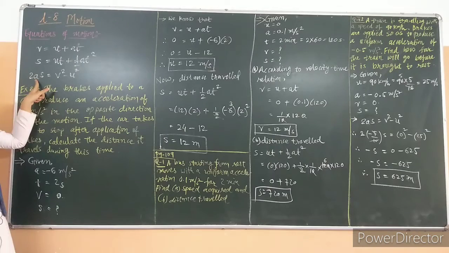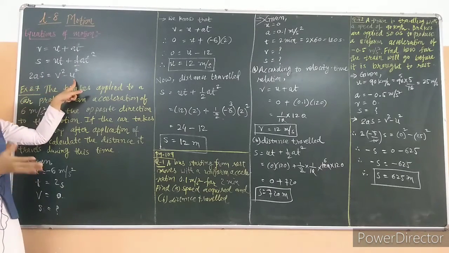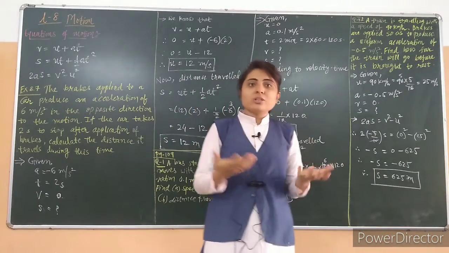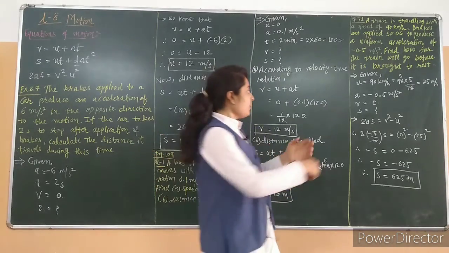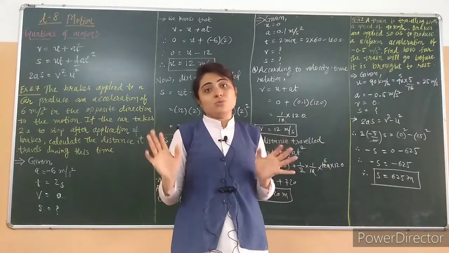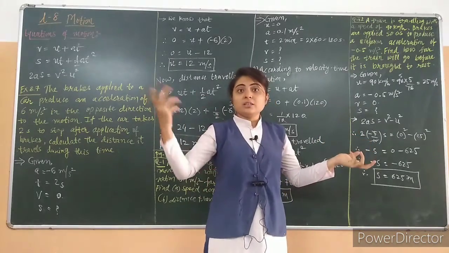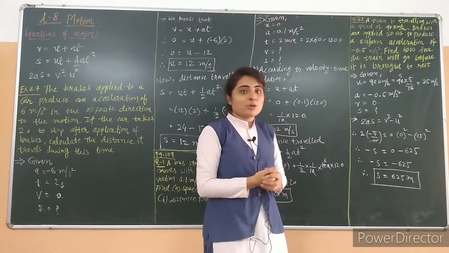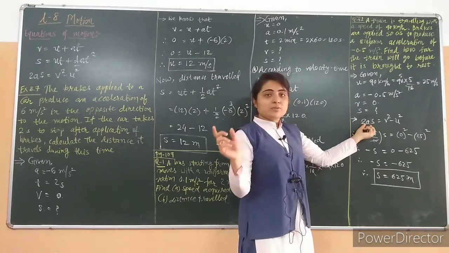But for the third equation, a is given, yes. s we need to find, v is given, yes, and u is also given. So we can use the third equation. According to the given data, we can choose the equation. Only one quantity should be unknown, other quantities should be given. Then you can use it. Otherwise, you can find the t from another equation and then use that t, that also will be okay.